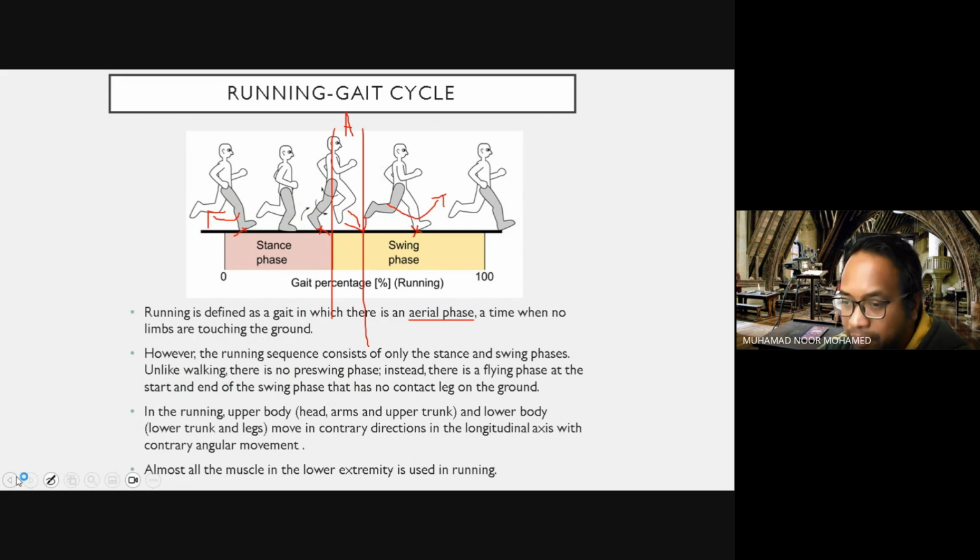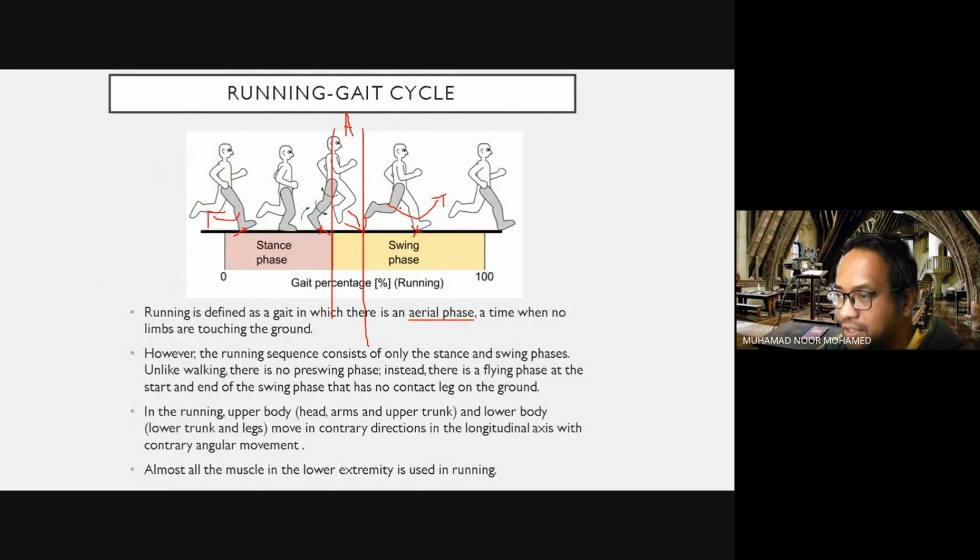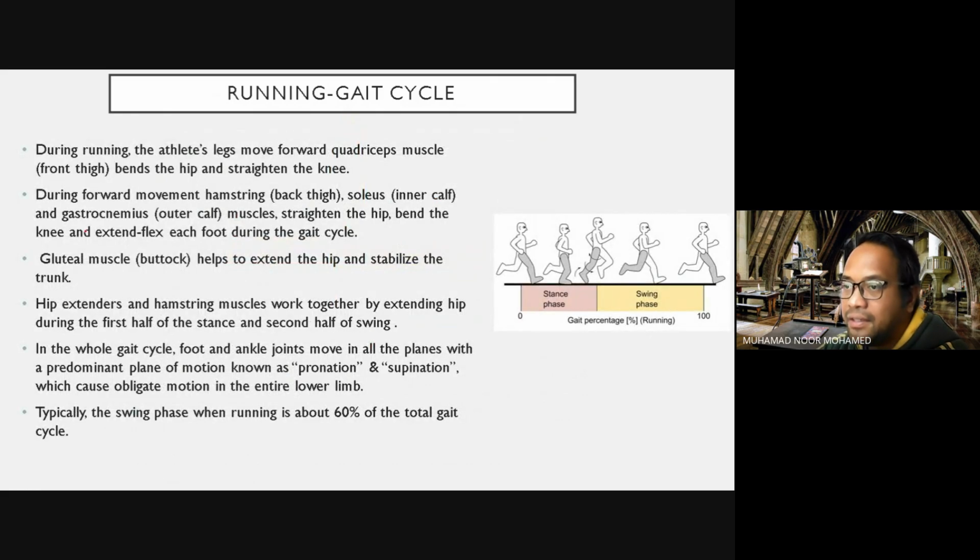And then if we compare swing phase of walking and swing phase of running, walking consists of roughly 40% of swing phase, but in running, the swing phase is roughly around 60% of the process. This will be the difference between walking and running gait. So during running, the athlete's leg moves forward, the quadriceps muscle bends the hip and straightens the knee.